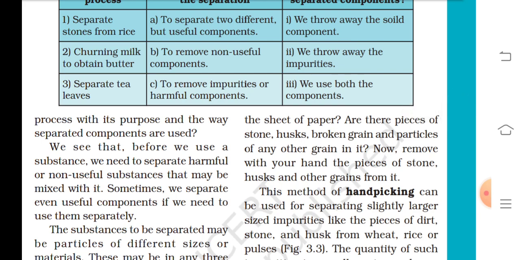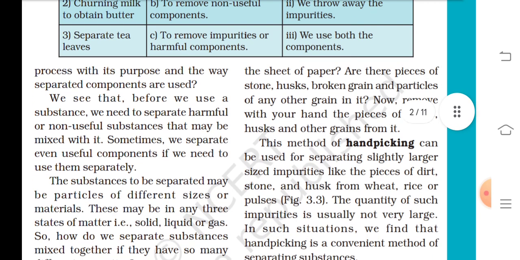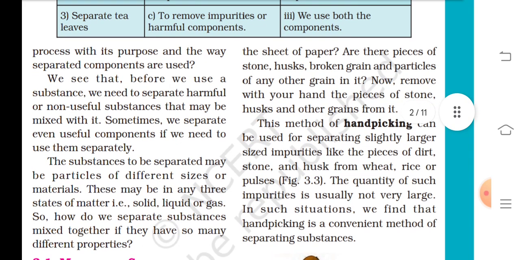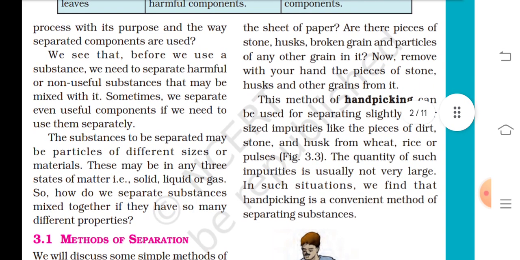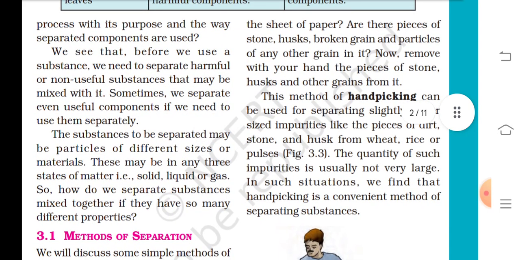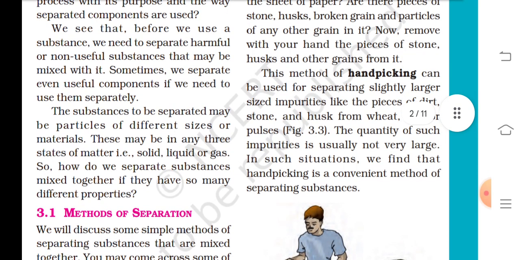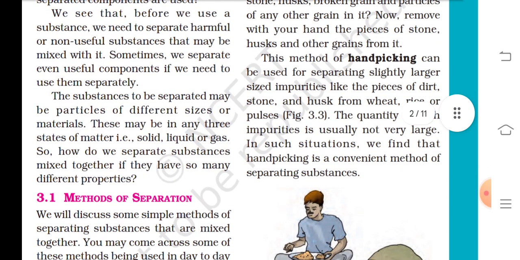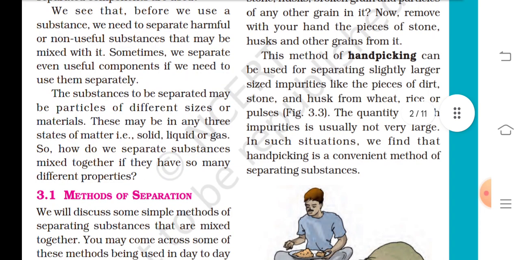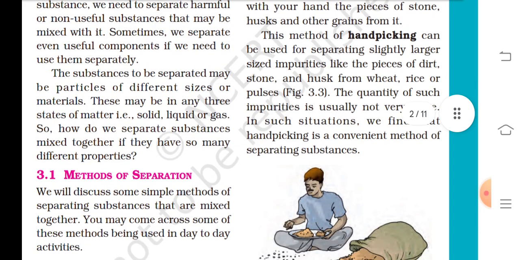We match each process with its purpose and how the separated components are used. We see that before we use a substance, we need to separate harmful or non-useful substances that may be mixed with it. Sometimes we separate even useful components if we need to use them separately.